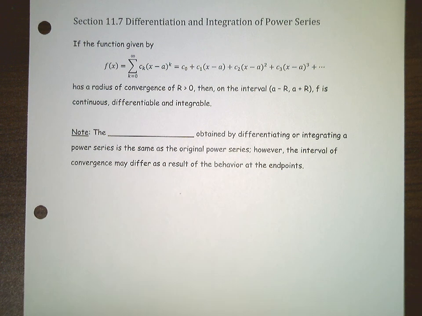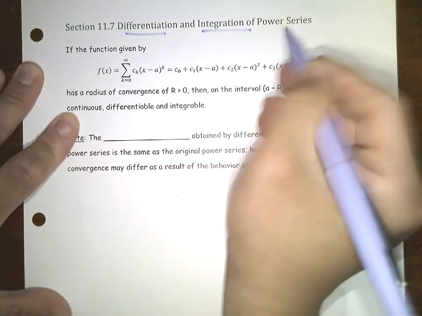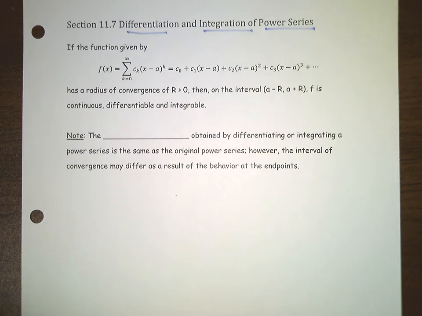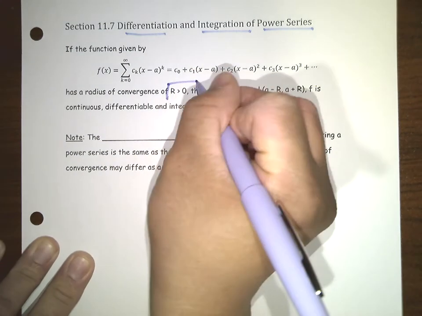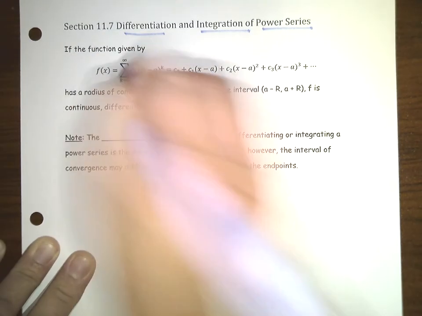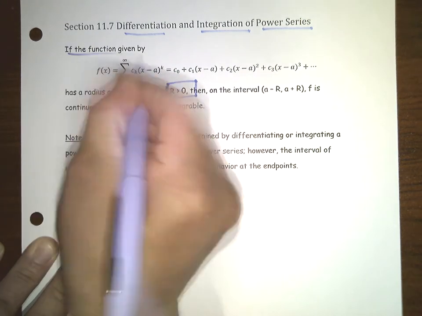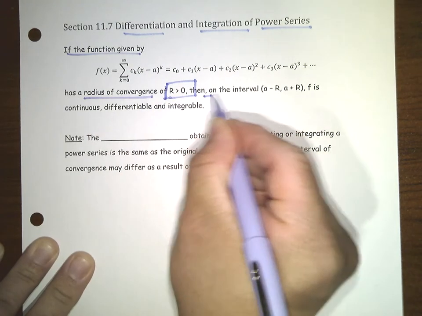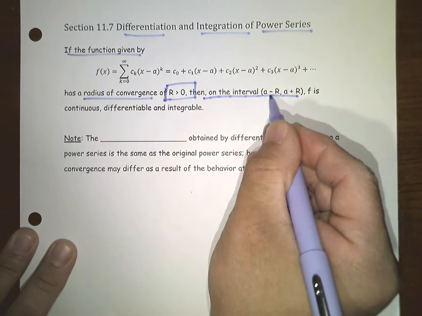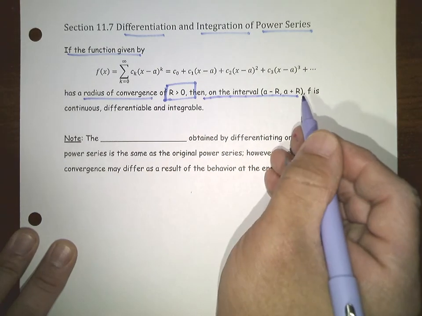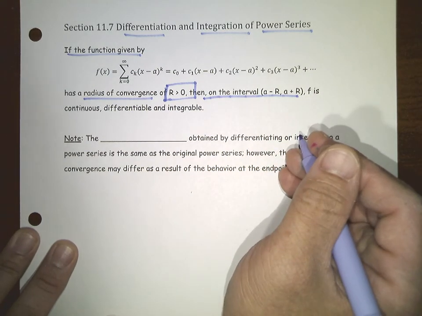Hi everyone, this is Professor Oaks, and in this video we are going to talk about the differentiation and integration of power series. So here is the function that is given by a power series and has a radius of convergence of r greater than 0. So if this has a radius of convergence greater than 0, then on the interval from a minus r to a plus r, f is continuous, differentiable, and integrable.